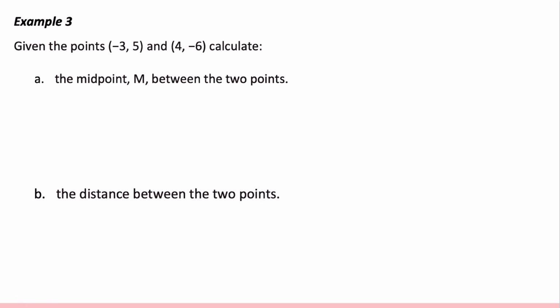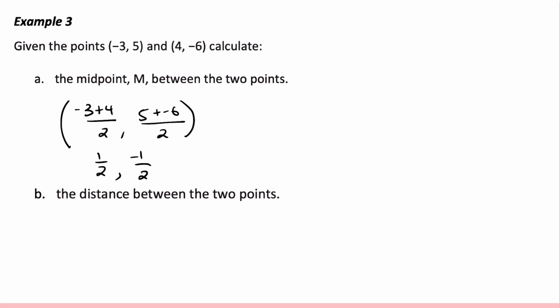So what it's asking here is, given 2 points, they want us to calculate the midpoint and the distance. Midpoint, super straightforward. Add the two x values and average them. Add the two y values and average them. So negative 3 plus 4 is going to be positive 1, and then 5 minus 6 is going to be negative 1. And that's (1, 2). Then it asks you for the distance.